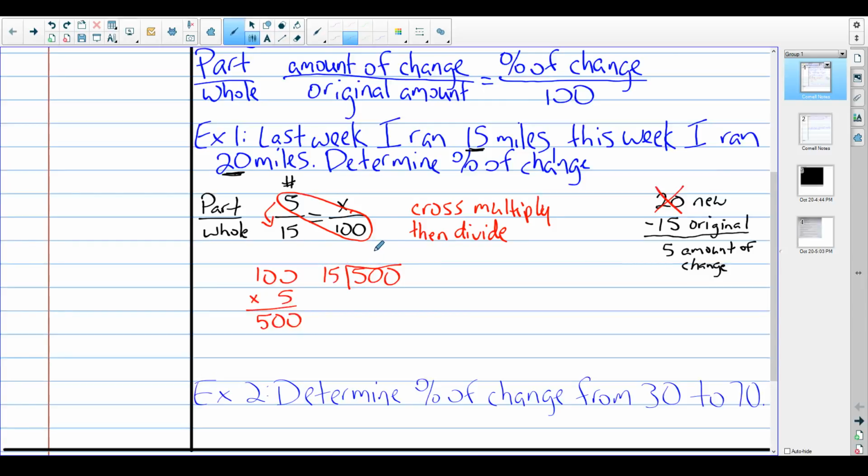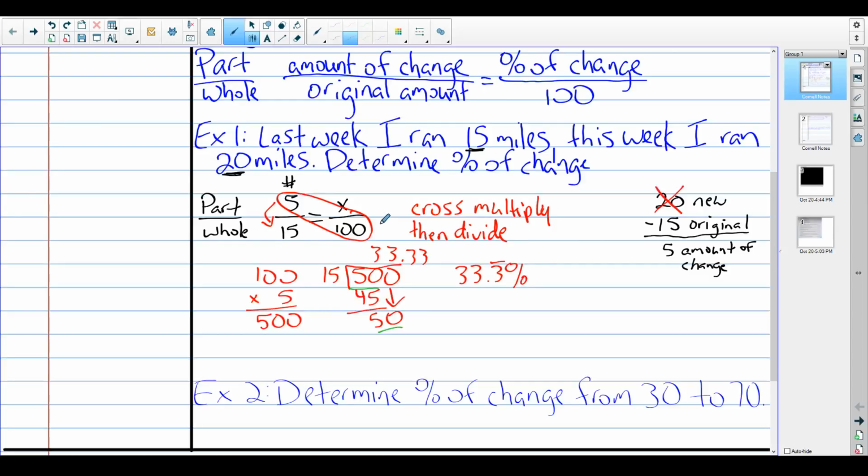So 15 goes into 50 3 times. 3 times 15, 45. And if you notice, this repeats. So 50, 50. Which means we're just going to keep getting 3s. So we can say that the percent of change in the mileage we ran is about 33.3 repeating percent.